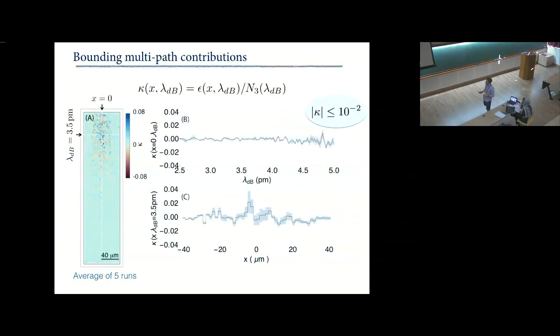Similarly, the 3.5 picometer de Broglie wavelength is just a peak in our velocity distribution, so it's where our statistical error is lowest. You can see the variation is slightly higher, but it's of approximately a similar size.